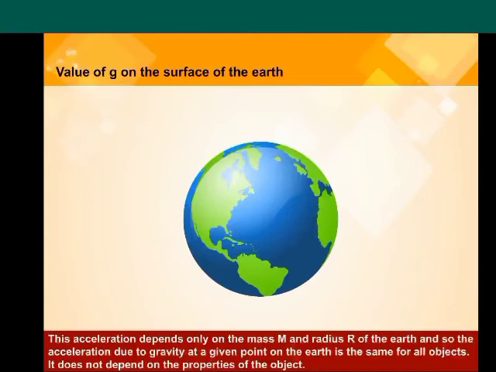This acceleration depends only on the mass M and the radius r of the earth, and so the acceleration due to gravity at a given point on the earth is the same for all objects. It does not depend on the properties of the object.